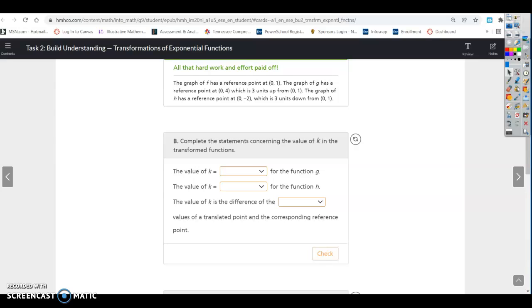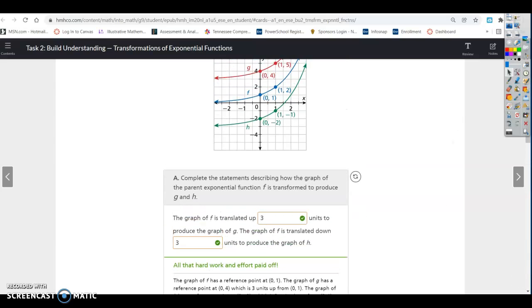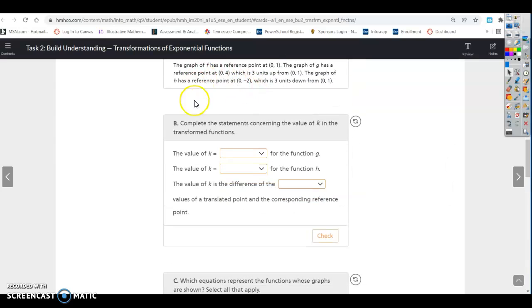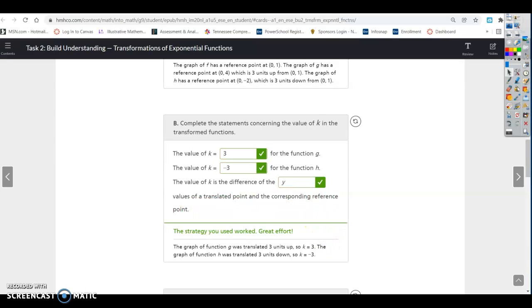All right, so let's compare the statements concerning the value of k in the transformed functions. The value of k is just the number that's moving up or down. Okay, so it's transforming this function. So the value of k for the function g goes up 3, and the value for h goes down 3, so it'd be negative 3. The value of k is the difference of the y value, that is translated point, of the corresponding reference point. So again, it's just shifting you up or down on the y-axis.